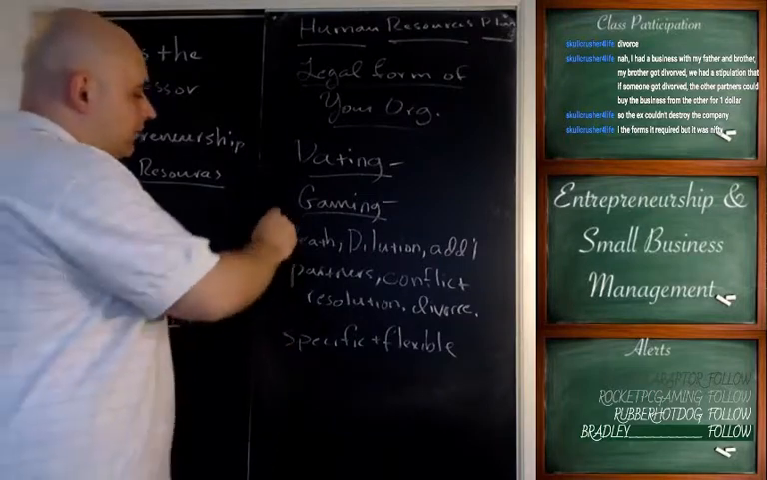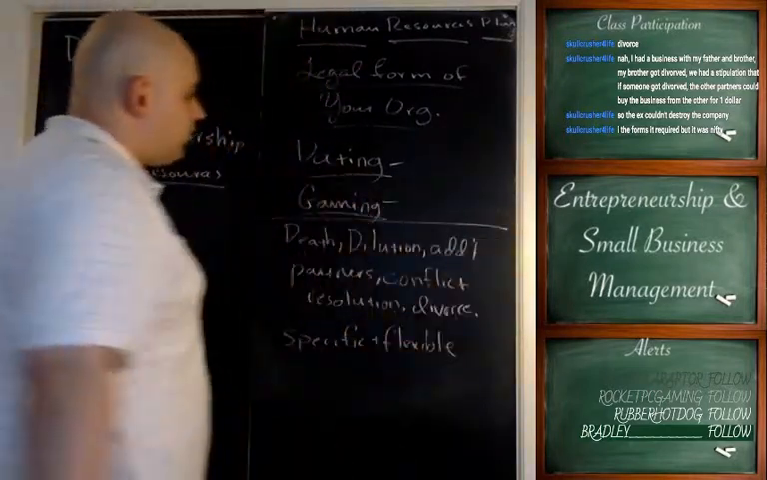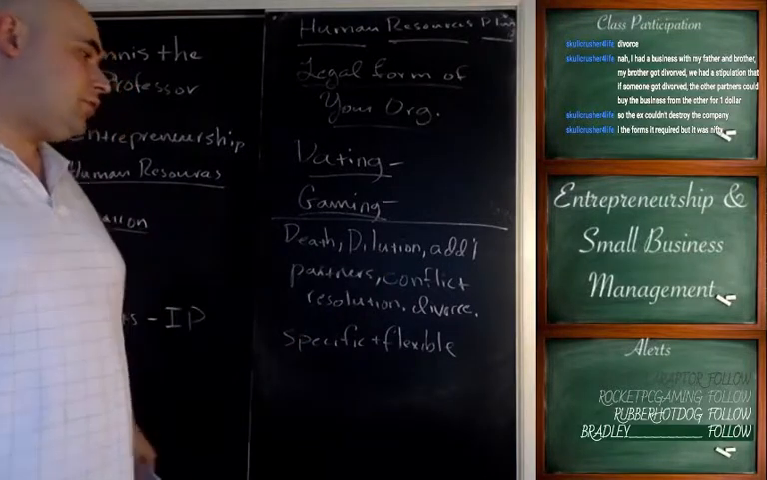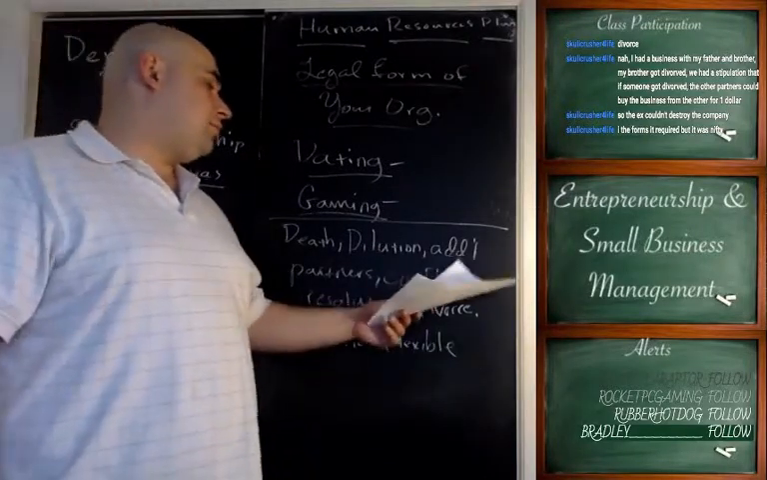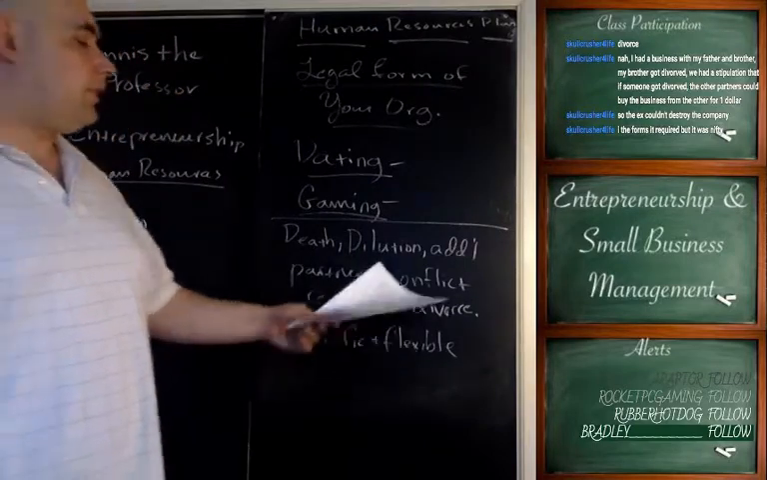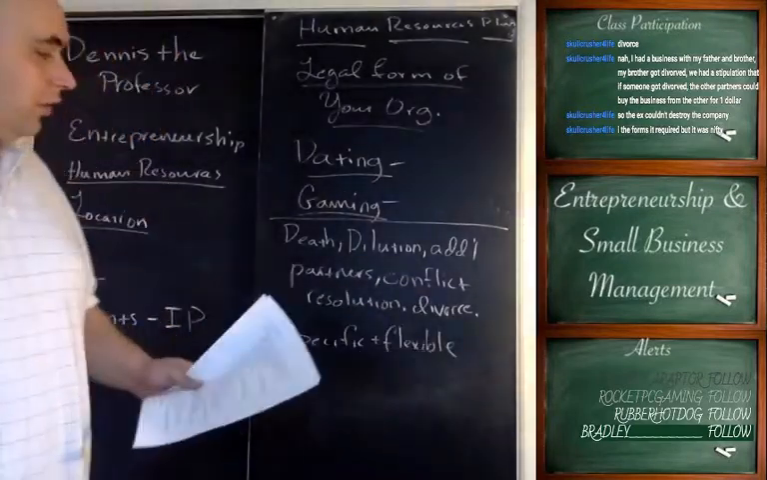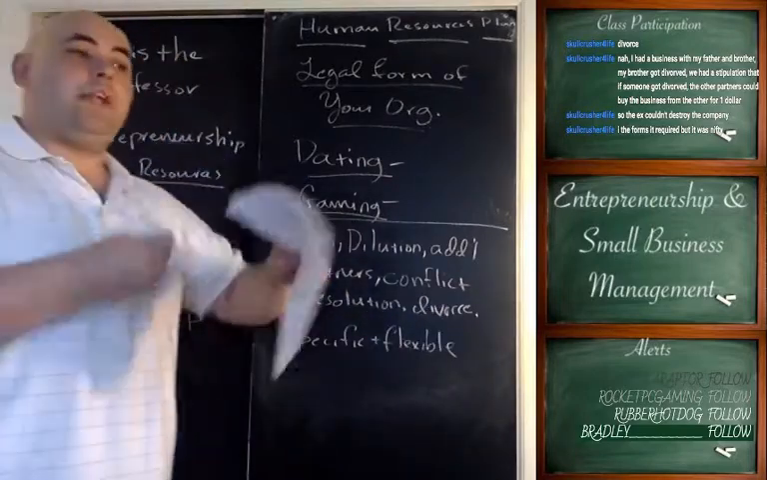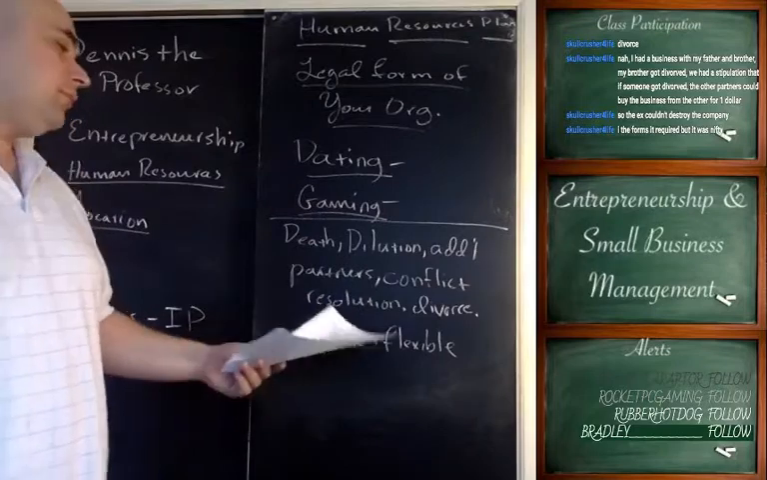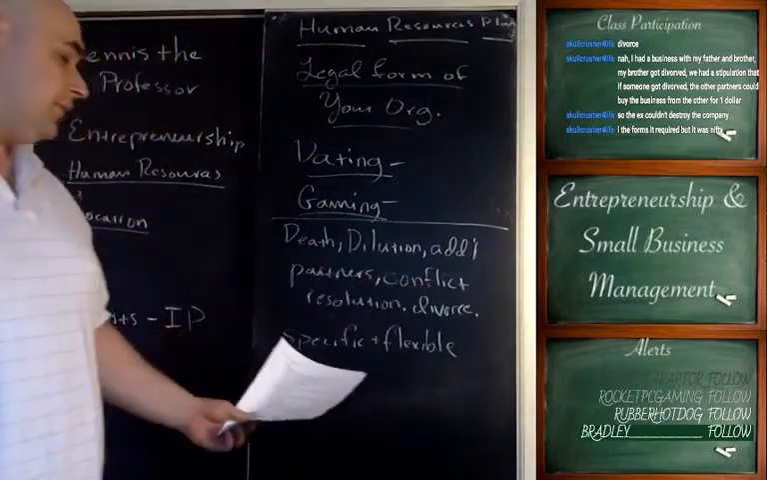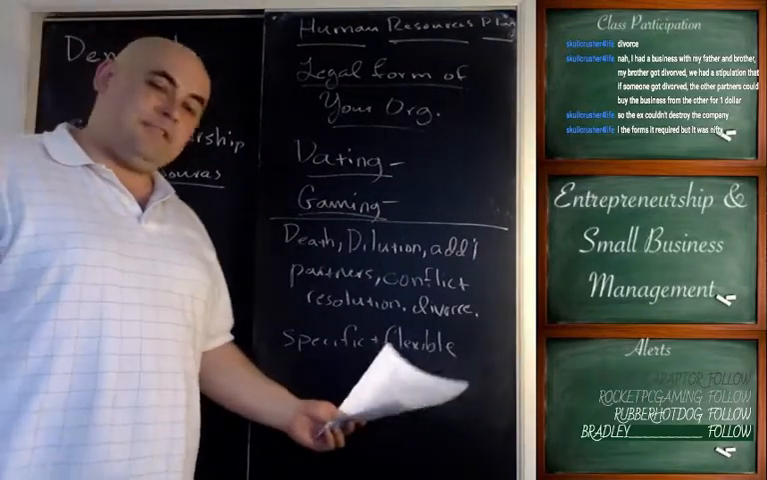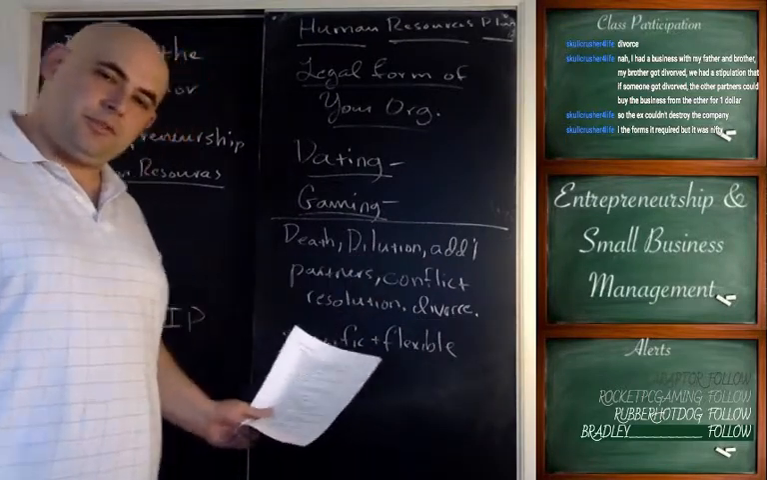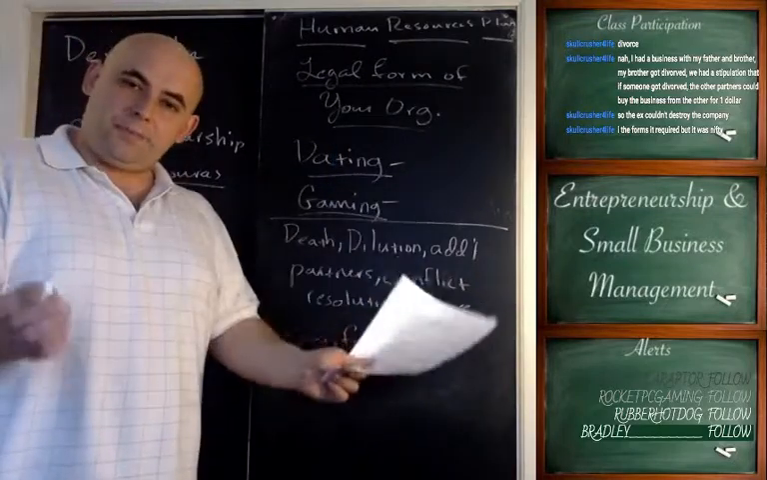So some of the things you want to have in your partnership agreement is ways to address death. You want to have ways to address dilution. You want to have ways to address bringing in additional partners, ways to address conflict resolution. How are you going to resolve your conflicts? And divorces or any kind of other relationship-related things that could have a negative effect on the business, right? And you want to be both specific and flexible. What that means is you want to have specific solutions to an array of problems.